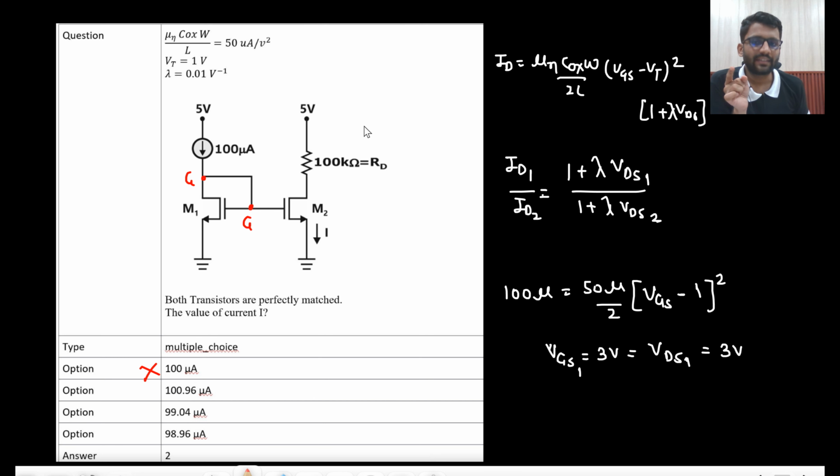If I say the current is completely copied here, if I say that 100 microampere current is copied here, then how much will be the voltage drop here? 10 to the power 5 into 10 to the power 5 into 10 to the power minus 4.